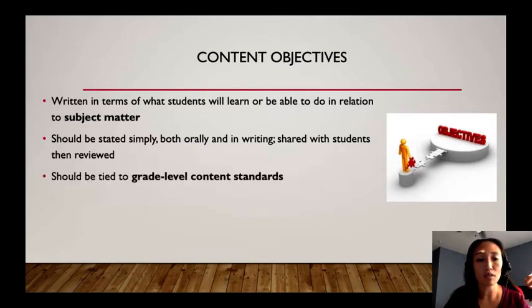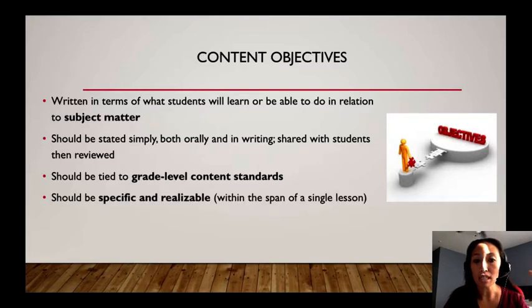Content objectives should also be tied or aligned to grade level content standards. One of the things that I've noticed as I supervise student teachers is that often they'll have objectives, and those objectives will look like agenda items, which we'll talk about in a couple bullet points. But I really push them to align their objectives to the grade level content standards, because you really want your content objectives to reflect the standards that you want students to be progressing towards.